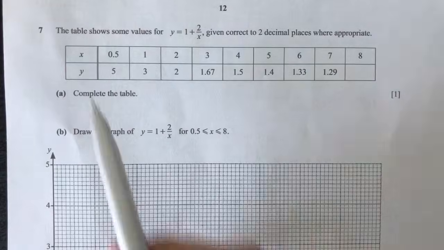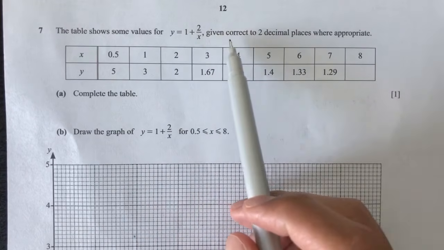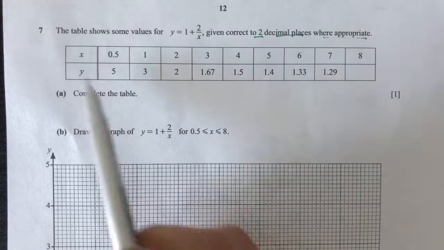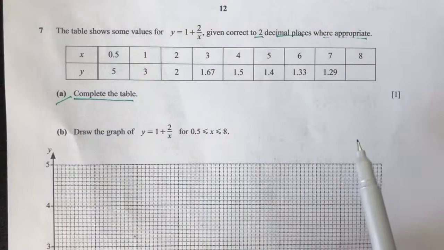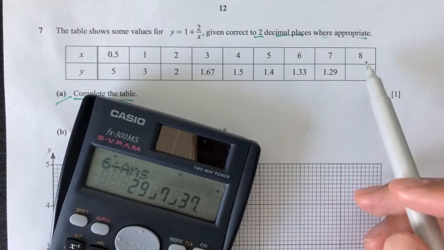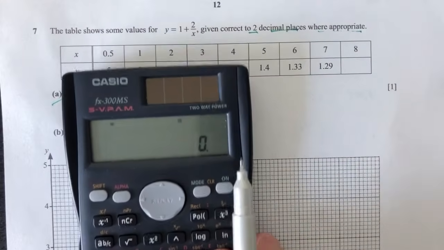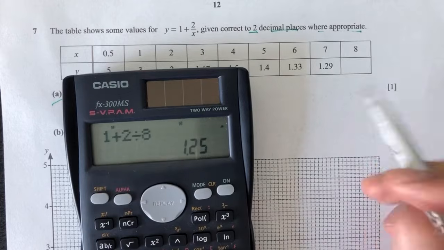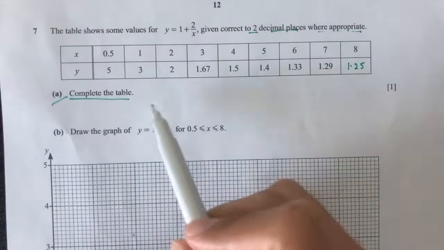Question number 7. The table shows some values for y equal to 1 plus 2 over x, given correct to 2 decimal places, where appropriate. Part A, complete the table. Very easy here. We just have to replace the value of x by 8 to find the value of y. So y is equal to 1 plus 2 divided by 8. That will be 1.25. Okay, part 1 done.